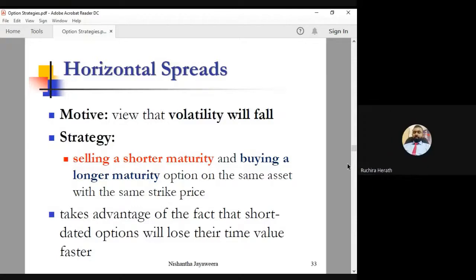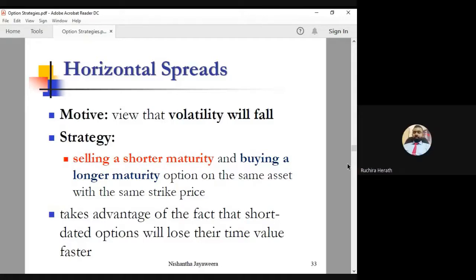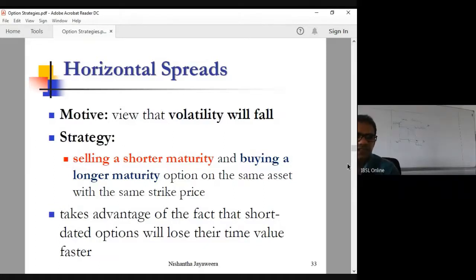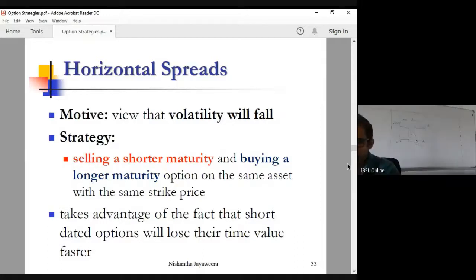Why? Sir, selling a short call option is riskier than selling a put option. Yes, we need to consider that selling a call option is riskier than selling a put option. True, because when you sell a call option, your risk is unlimited. If the price goes above the strike price, whatever the difference, you have to pay when you sell a call option. That's true.